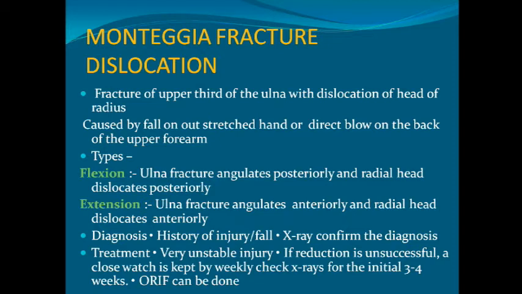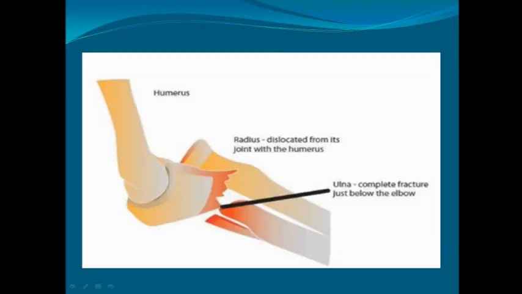Okay. So in diagnosis, there will be a history of fall. We can have an X-ray to confirm the diagnosis. Treatment part, very unstable fracture. If reduction is unsuccessful, a close watch is kept by weekly check X-rays for 3 to 4 weeks. But usually we go for open reduction and internal fixation.